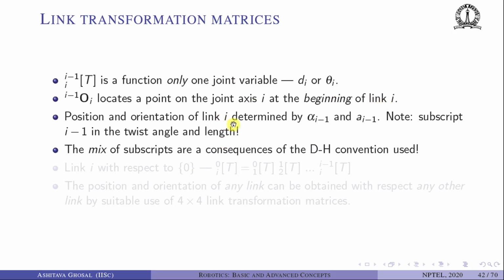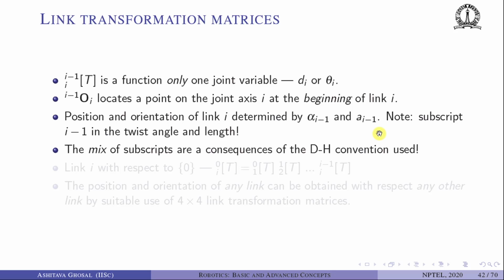Position and orientation of link i is determined by alpha i minus 1 and a i minus 1. Okay, so this is the confusing part of the convention. We are talking about position and orientation of link i. However, the symbols it contains are alpha i minus 1 and a i minus 1. Okay, so is this very serious? If you think about it, it is no, because whenever we are talking about position and orientation of link i, it is always with respect to link i minus 1. So this carries that information. Alpha i minus 1 and a i minus 1 refer to what is happening to the previous link.